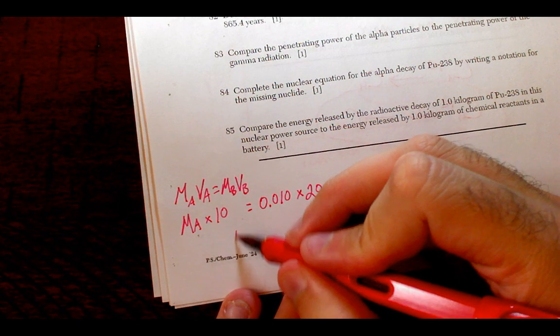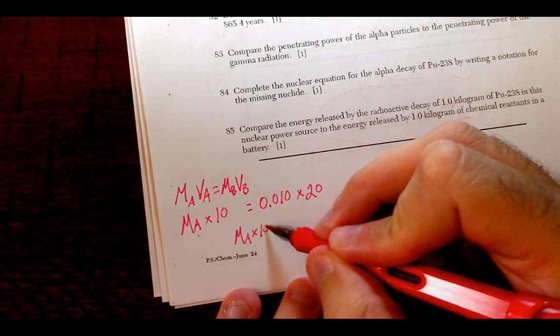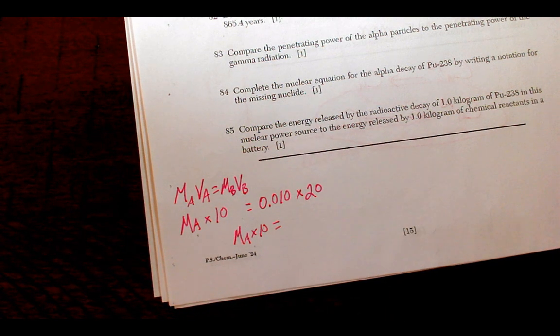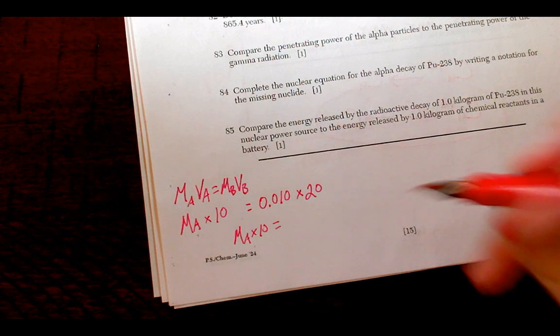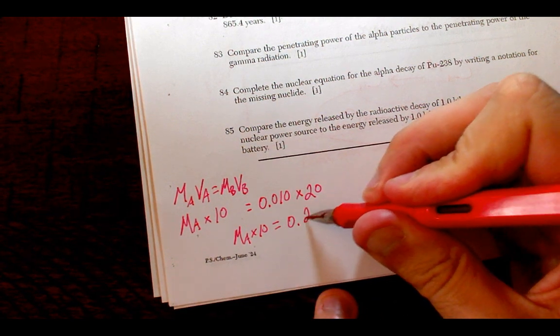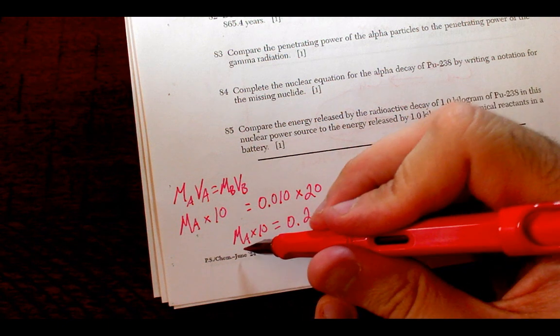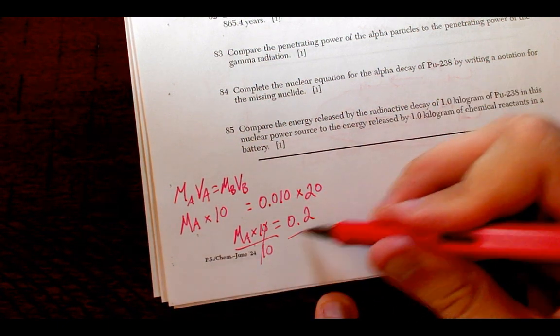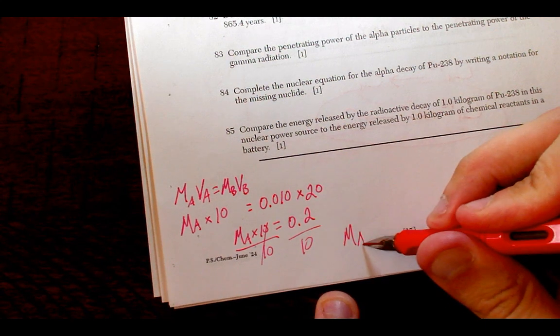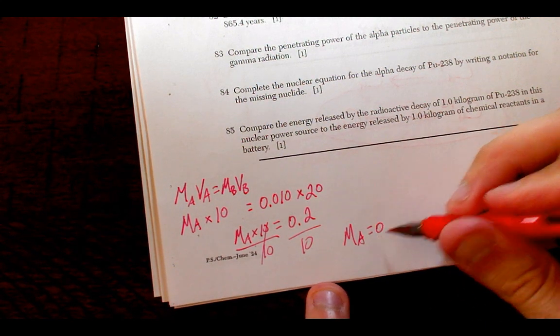So on the left side, I've got MA times 10. On the right side, let me make sure I got my paper here and I did this correctly. I didn't write all my math when I did this, so let me double check and make sure I tell you guys the right thing. 0.010 times 20, so that'll be 0.2. So 0.2 on the right side. And then you want to get the MA by itself, just divide by 10 over here, that cancels out, divide by 10 over here, and we have molarity of the acid, our MA, equals 0.02.